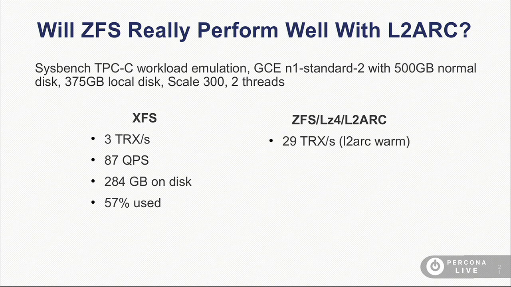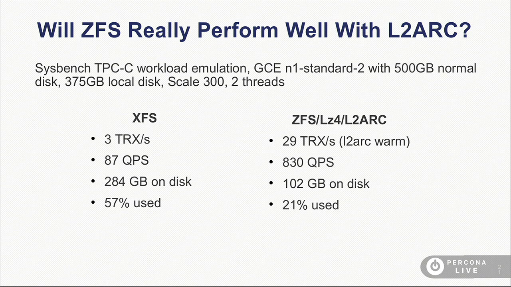Even though it's a slow disk, the L2 arc is caching. It was warm, of course, when I did the test. It's caching a lot of the reads. The writes are still rather slow, but the reads are all cached, so it's a big saving. And I'm now doing nearly 10 times the number of queries. And the size is much smaller. So, see, there are use cases. It's not always easy to figure out which one is the best solution.